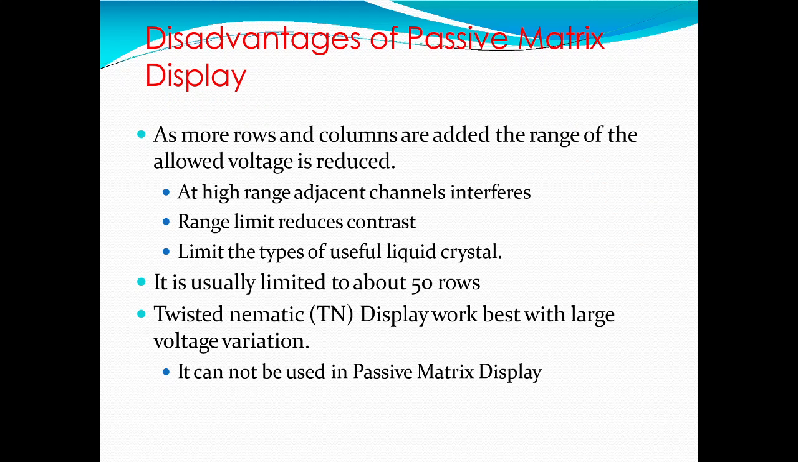So what are the disadvantages of the passive matrix display? As more rows and columns are added, the range of allowed voltages is reduced. Again, it is usually limited to about 50 rows. Then the twisted nematic display works best with large voltage variation and it cannot be used in the passive matrix display.